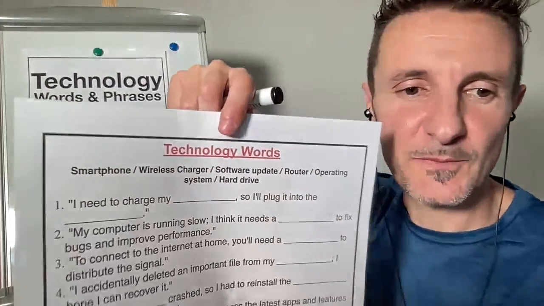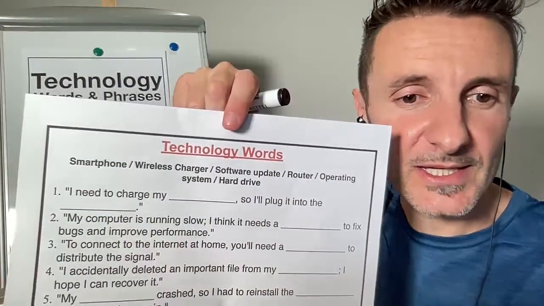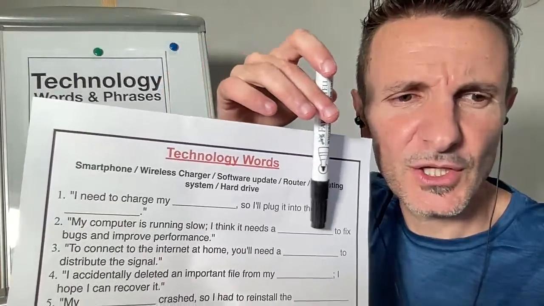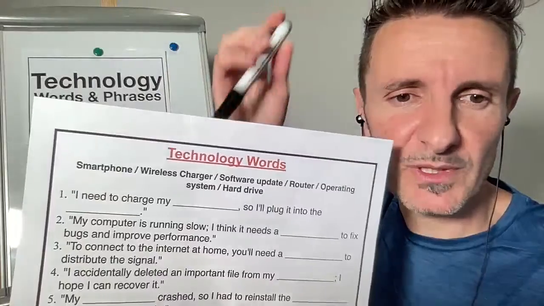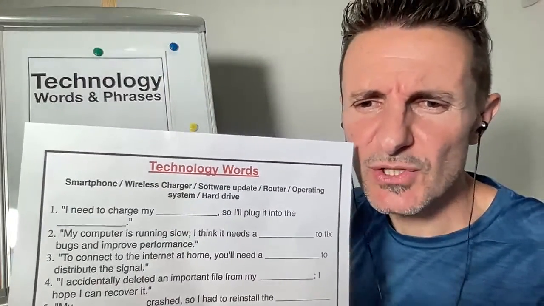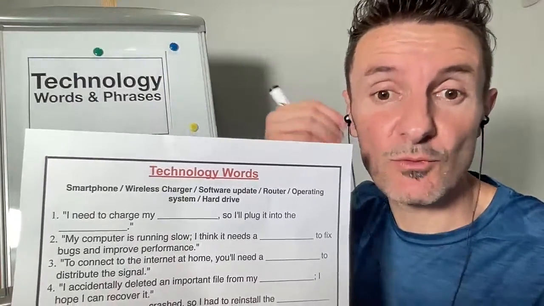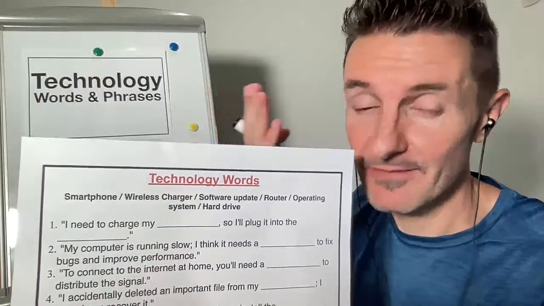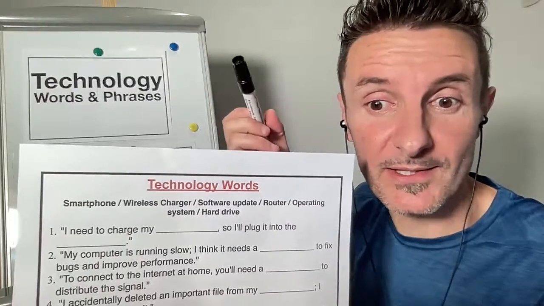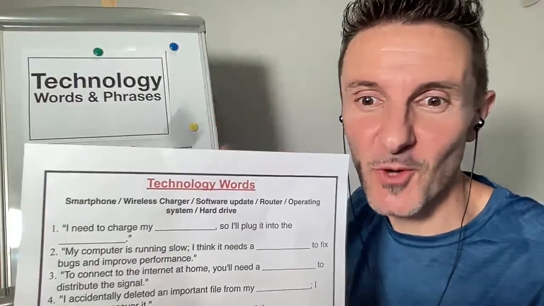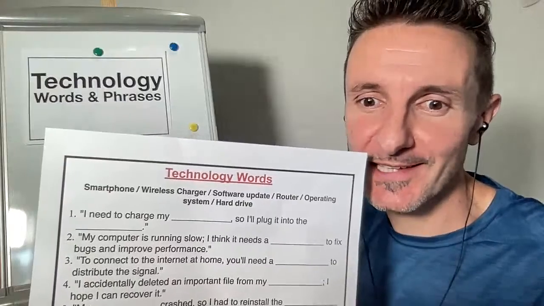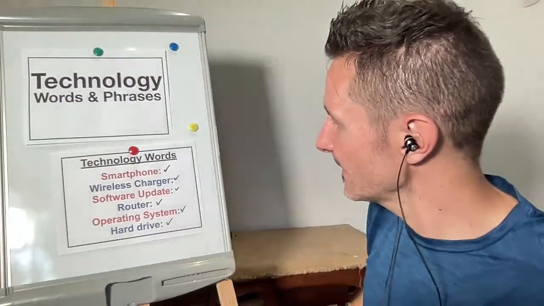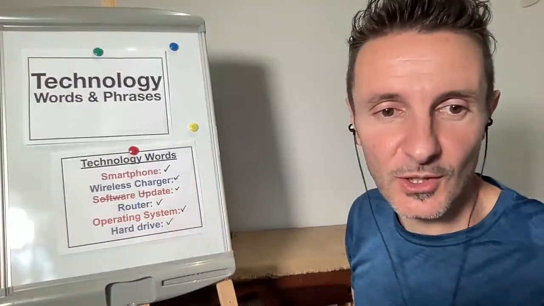Let's do question number 2. My computer is running slow. I think I need a something to fix bugs and improve performance. What do you need to do to make sure your computer is running better? It's got the newest software. If it's got the newest software, you need to give it a what? Number 2, you guys are getting it. Robert, well done. Giorgio, well done. Luan, well done. You need a software update. A software update. So I'll cross that one out.